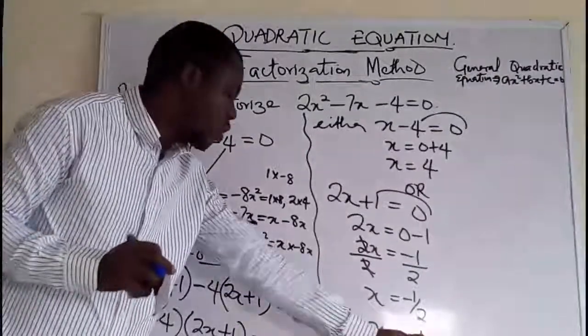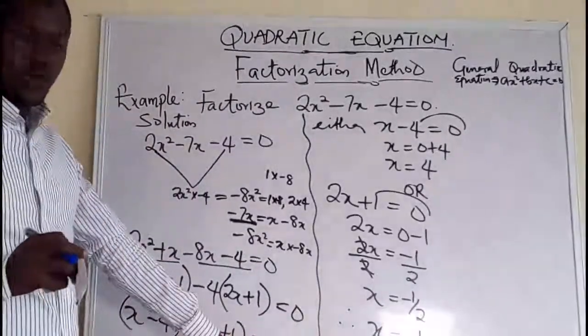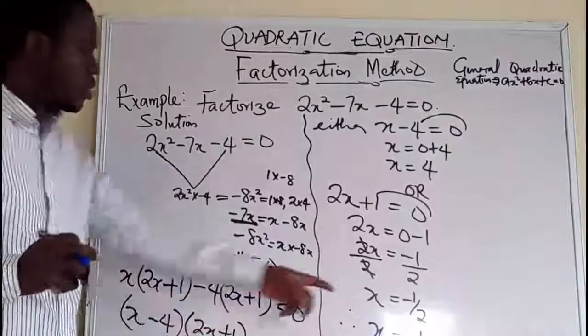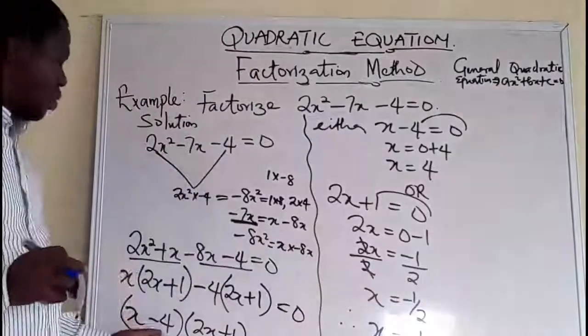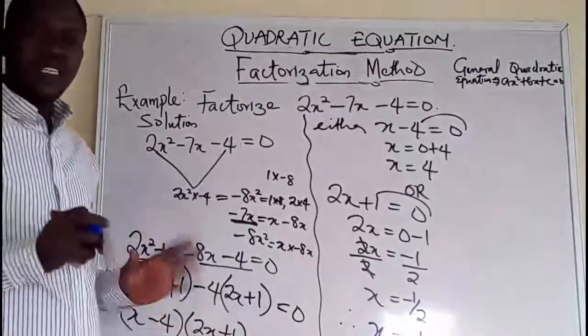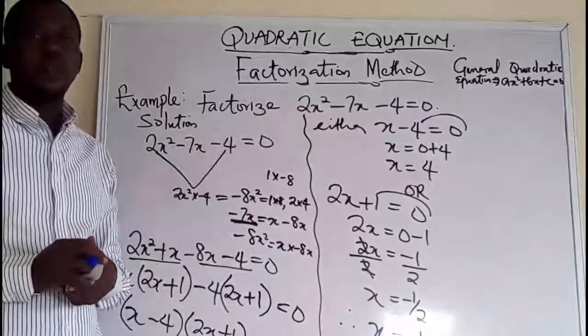So when you put minus 1 over 2 in this equation for x, you're going to get 0. And when you put 4 here, you must get 0, because when you put 4 now, 4 minus 4 is 0, and 0 multiplied by everything here will turn to 0. So that is the solution to this particular question. Thank you.